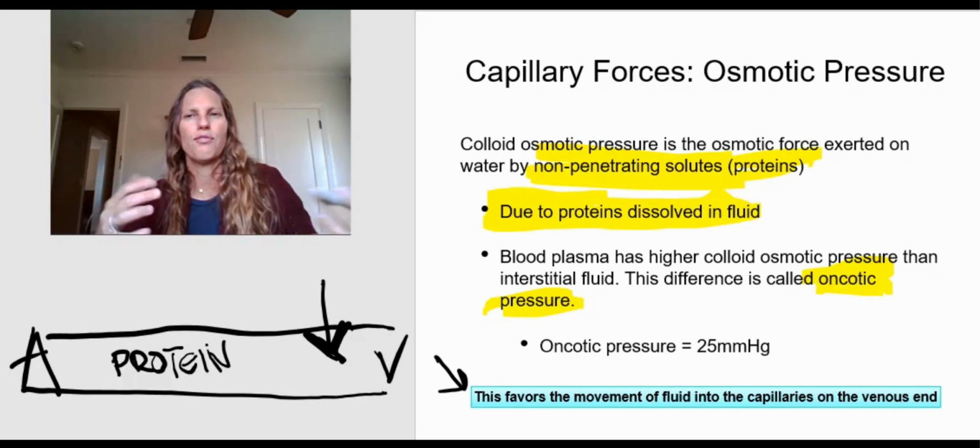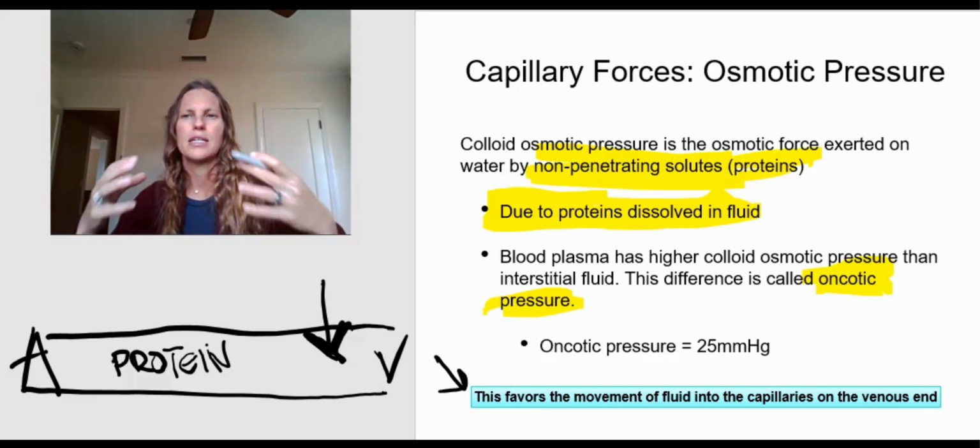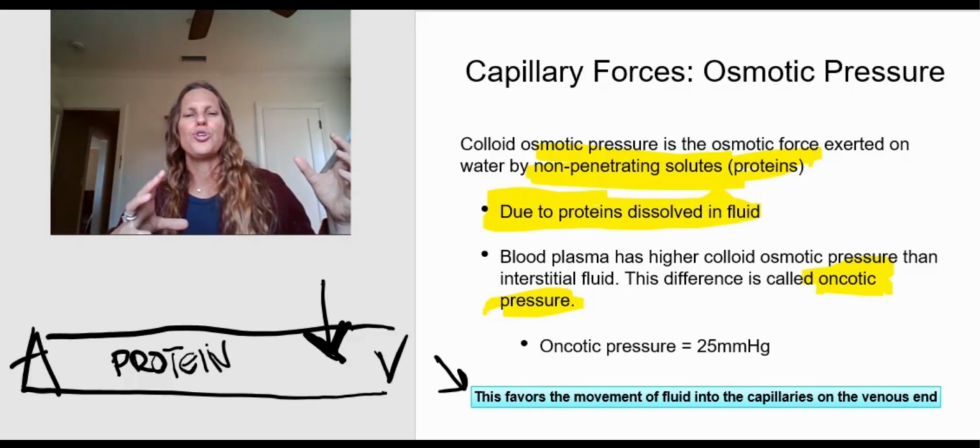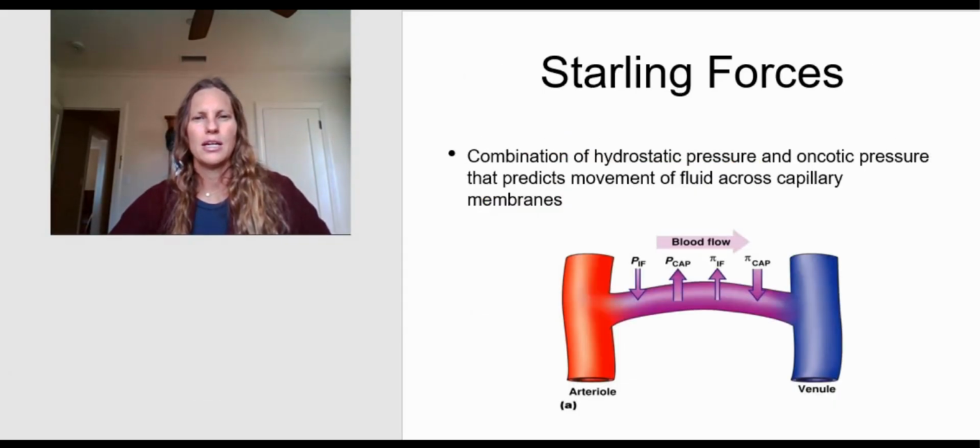So you really have to think about these two things together because they're both players in terms of the movement of fluid. So let me get you through that and get you to that in just a second.